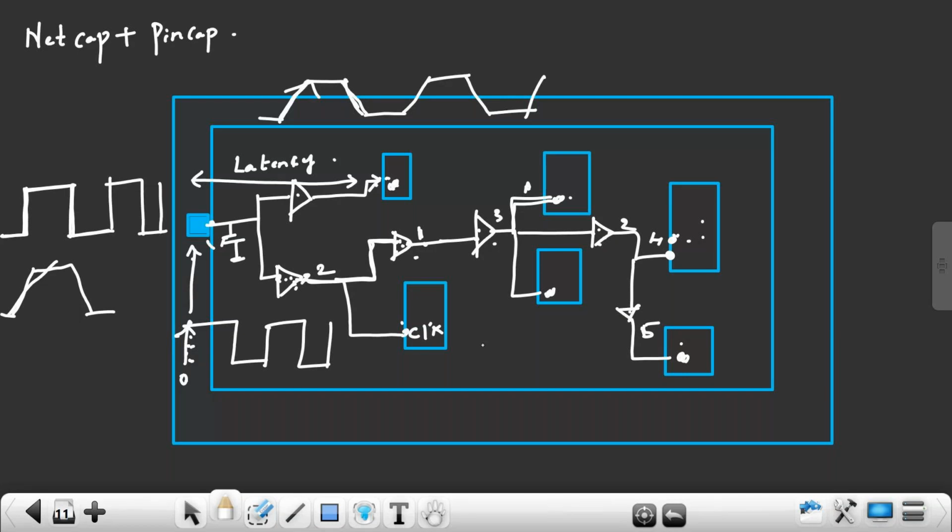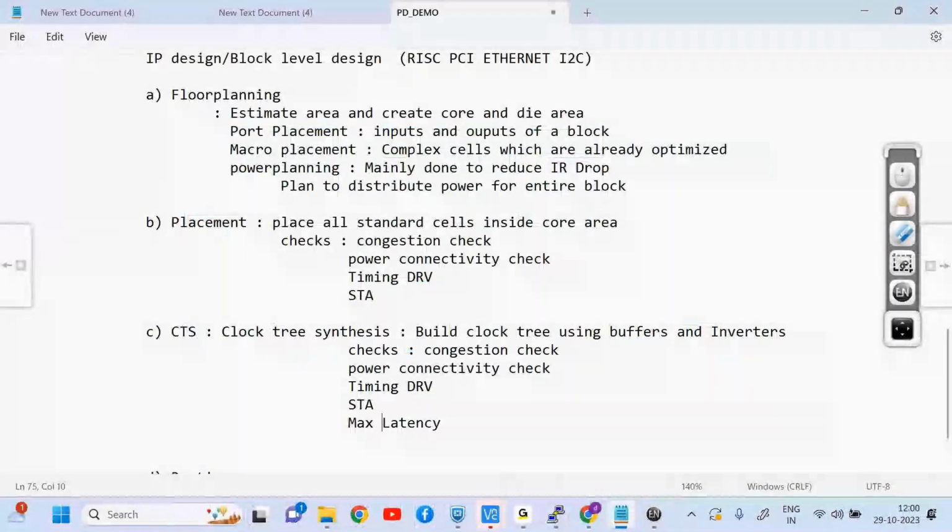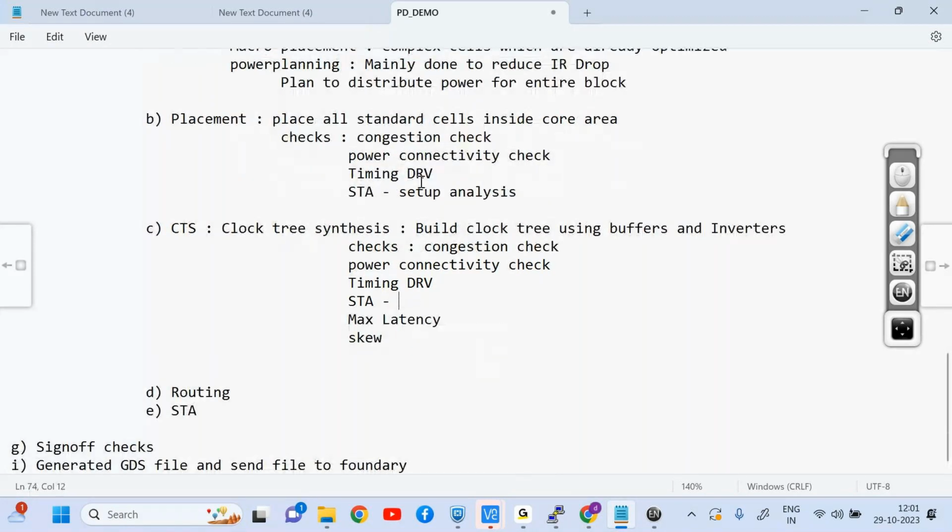We also check what is latency, what is skew. So in STA, before CTS, we do only setup analysis. After CTS in STA, we do setup analysis as well as hold analysis. Both we will do, setup analysis and hold analysis.